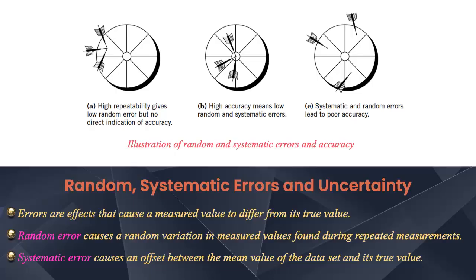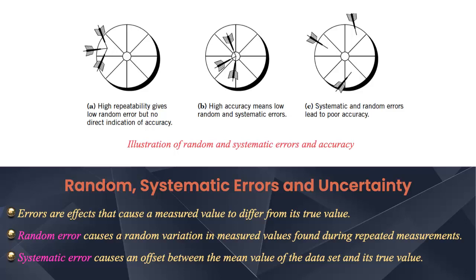We also have to remember that in any measurement there are errors involved, and they can be categorized as random and systematic errors. By combining the random and systematic errors, we can obtain what is called the uncertainty in the measurement. Errors are effects that cause a measured value to differ from its true value, and a random error causes a random variation in measured values found during repeated measurements. If we repeat a given experiment a number of times, there will be a scatter in the data, and that scatter can be quantified using standard deviation, which gives us the random error in the data.